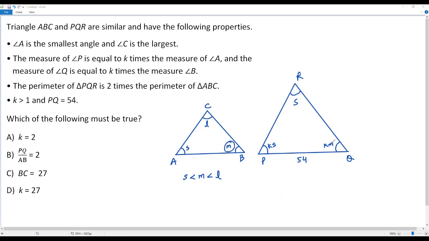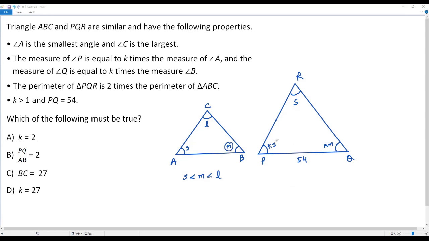So this M and Km can be equal. Let me check it. M equals Km. We know that K is a number greater than 1. When a number greater than 1 is multiplied by M, will this product be equal to the same M over here? No, it's not possible. So we cannot have this interior angle M at this position over here.